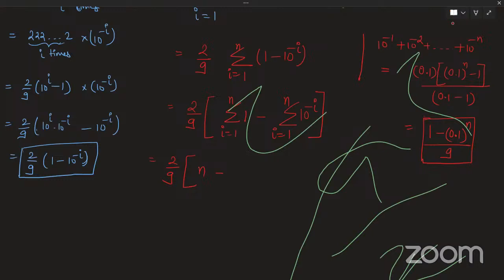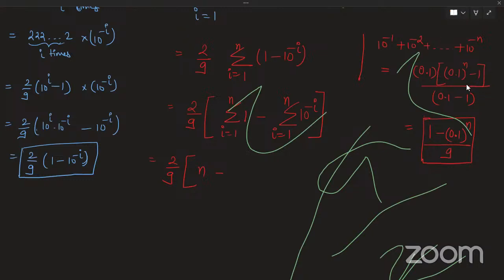Tell me, what is 10 raised to minus 1? 1 by 10. So 1 by 10 is 0.1, right? 1 by 10 is 0.1. Okay. So how do you get 1 minus 0.1 to the power n?